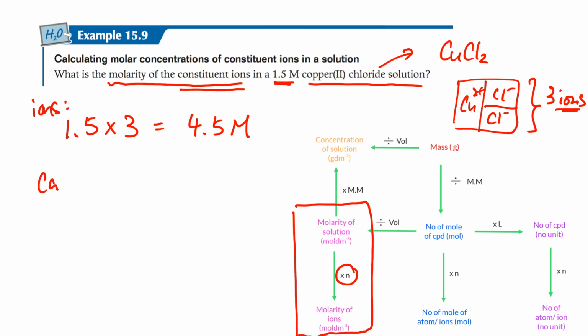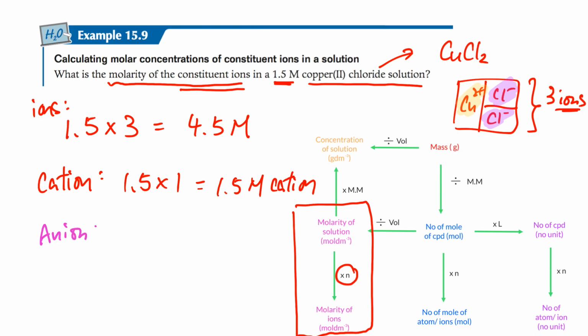If the question is changed to cation, then how many cation do we have? We have 1 cation. How many anion do we have? We have 2 anion. So for cation, it will then be 1.5 times 1, so it would be 1.5 M cation. If it is anion, because we have 2 in it, it will be 1.5 times 2, then it will be 3 M anion. It really depends on what kind of ions you're talking about, and then you times the corresponding numbers in each particle.